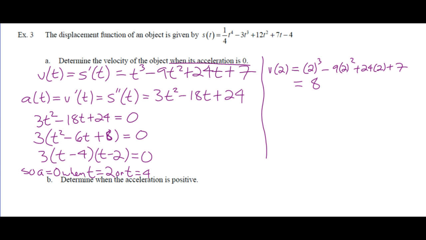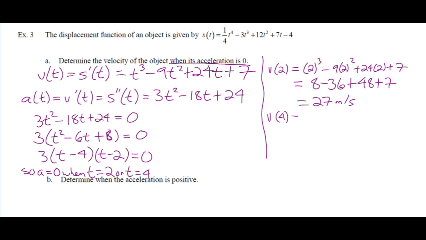8, what do we got? Minus 36 plus 48 plus 7. So what's that give us? 27 or something? Okay, we could toss some units in, right? It's 27 meters per second.